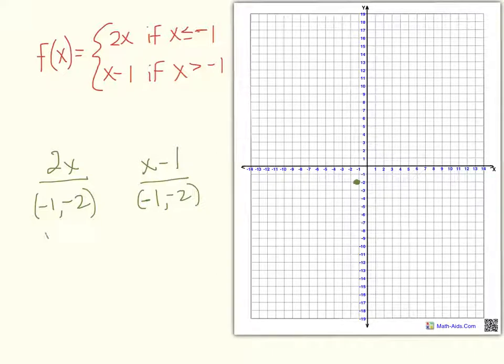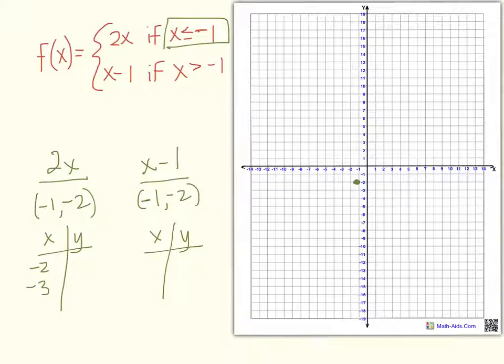Now from here, we just use a t-chart. But the trick is using the correct numbers. If you look up here in our graph, it's 2x only if x is less than or equal to -1. So if it's less than or equal to -1, my x's need to be smaller than -1, such as a -2 or a -3. For x minus 1, it's only that if x is greater than -1. So greater than -1 might be 0 or a +1. So now I take those x's and plug them into these functions to get the rest of my points.